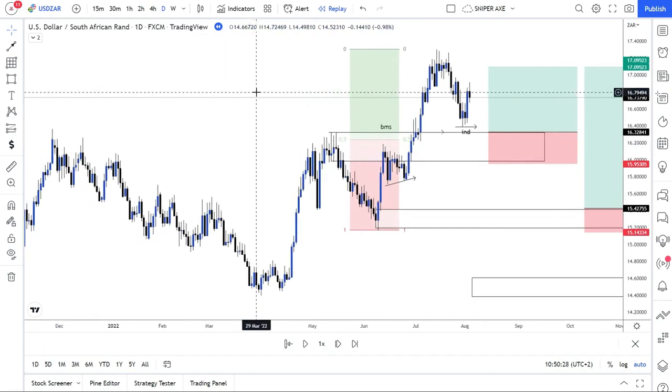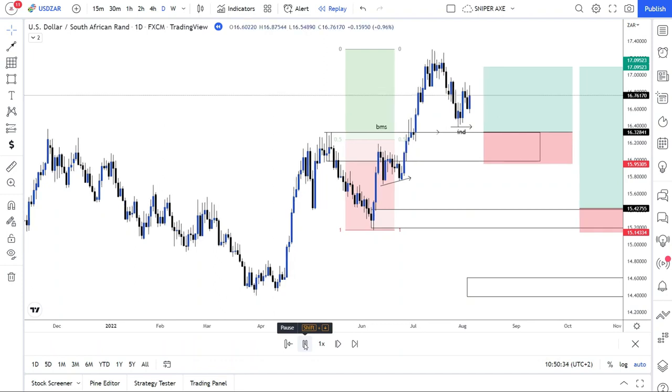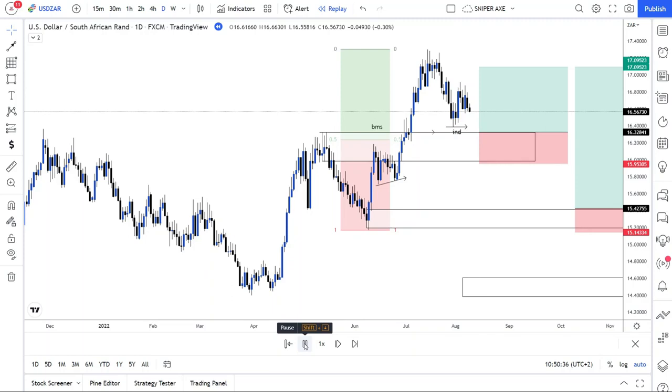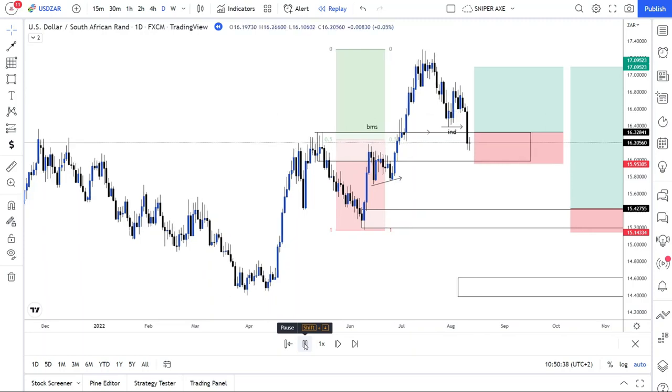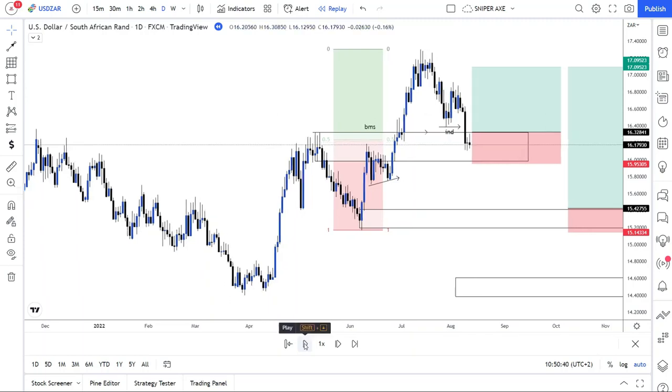You have to be patient for price to actually come into your zone, right? So if you're patient enough, price is just going to do that. It's just going to come into your zone. You have to be patient, right? Then the moment it gets into the zone, now you're looking for a confirmation, right?